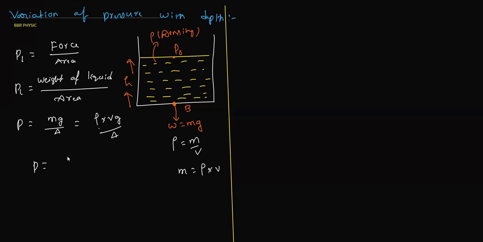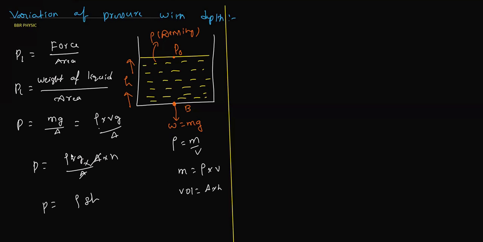So pressure equals density into g divided by A, into that volume. H is nothing but height, A is nothing but area. Therefore, volume can be written as area into H. So A into H, area will get cancelled. Pressure equals rho g h, which we get here.